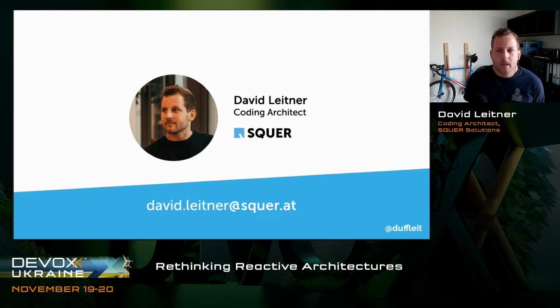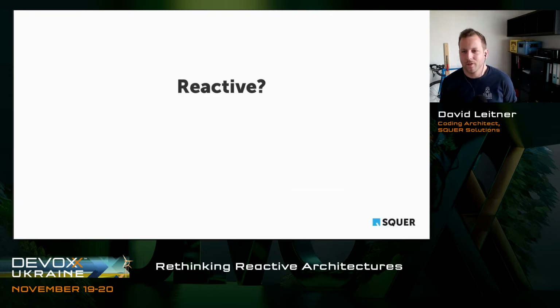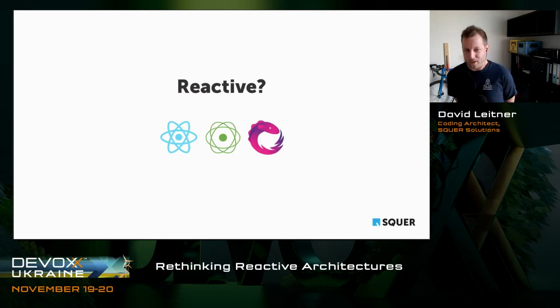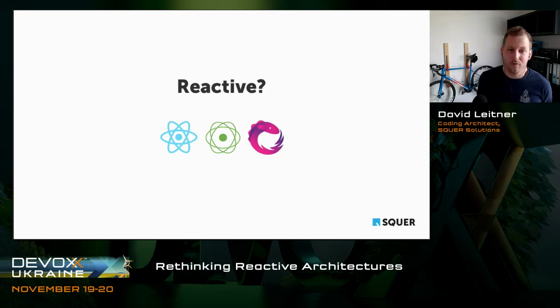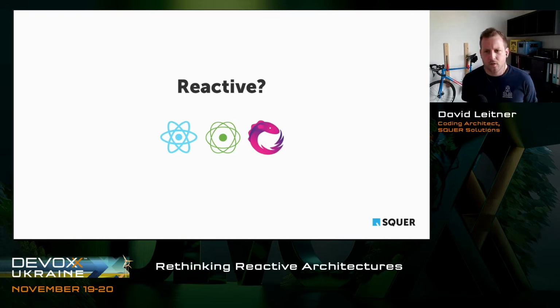Let's jump into the real interesting part, and the topic is called Rethinking Reactive Architectures. So first of all, we need to understand what is reactive, right? We see it everywhere these days in software engineering. We see it in many frameworks. We have Project Reactor. We have React as a very popular web framework. We have reactive extensions and so on and so forth.